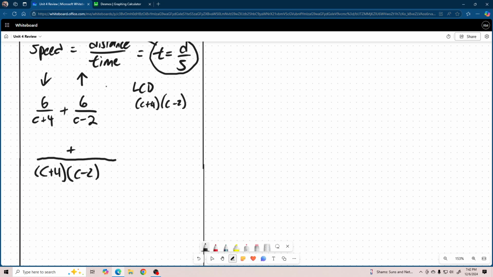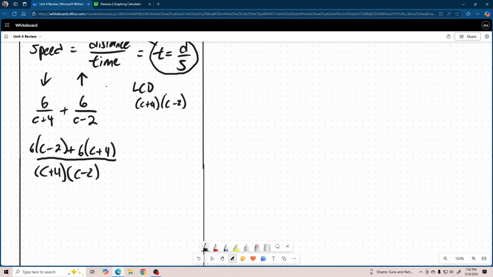So if this side was 6 initially, the numerator is initially 6. We had the c plus 4, so we need the c minus 2. So on this side, it's going to be 6 times the quantity c minus 2. And then on this side, we're going to have 6 times the quantity. Well, this time we have the c minus 2, right? So we need the c plus 4. So 6 times the quantity c plus 4.